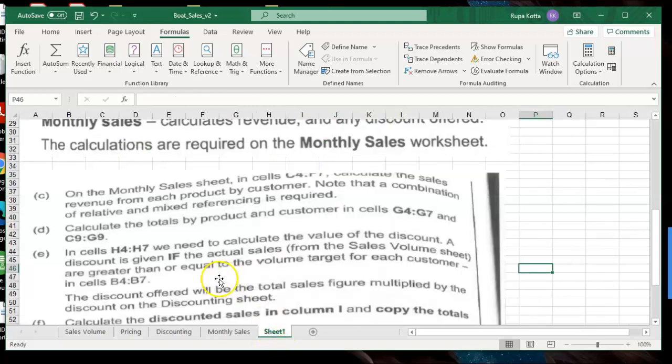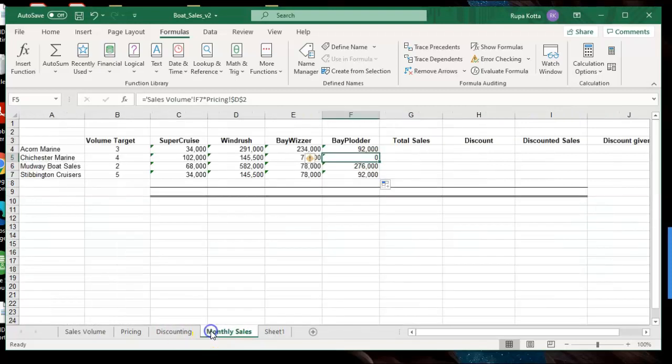Let's see what do we need to do. Calculate the totals by product and by customer in cells G4 to G7 and C9 to G9. So they want the total sales for each and every customer from G4 to G7, and they also want total sales for each and every product from C9 up to F9. So let's do that.